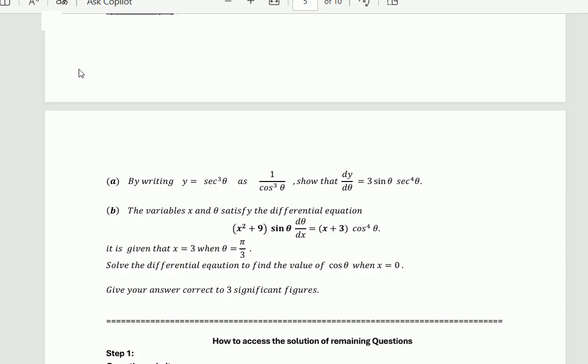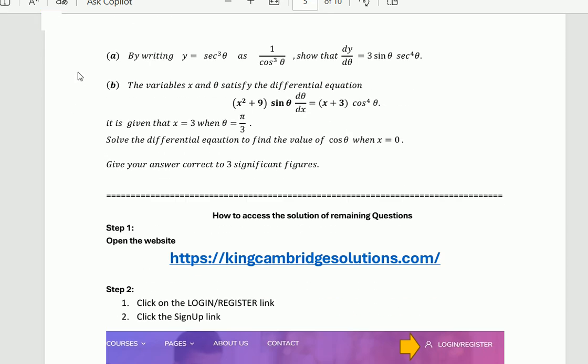For question number 10, part A is: by writing y equals sec cubed theta as 1 over cos cubed theta, show that dy over d theta equals 3 sin theta sec to the 4 theta.